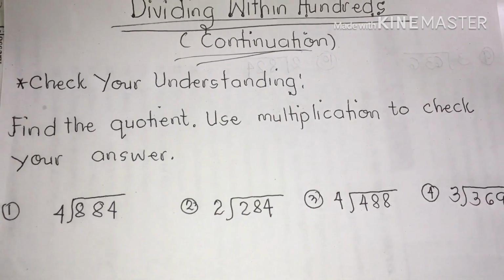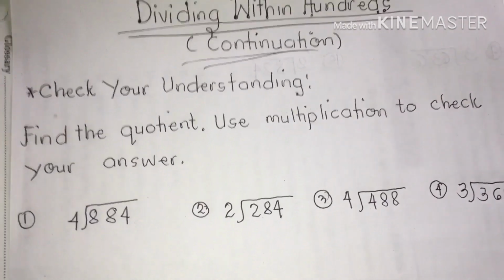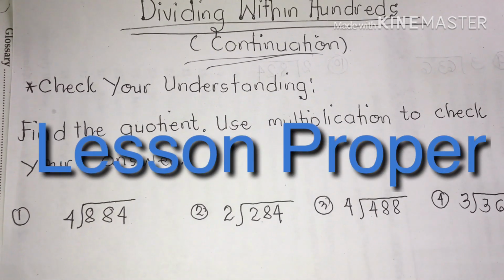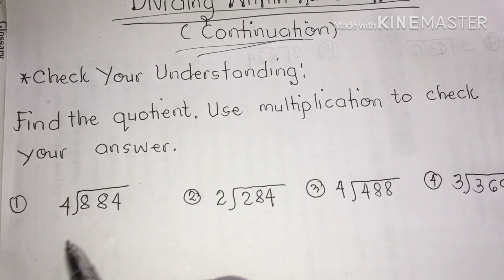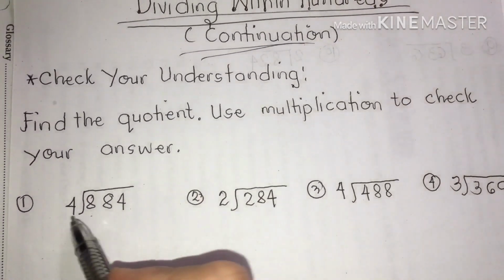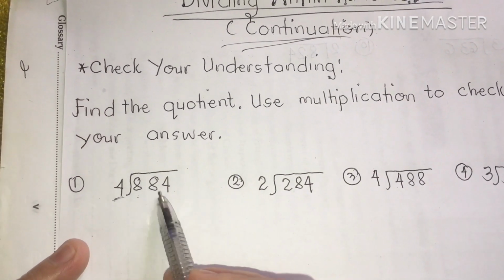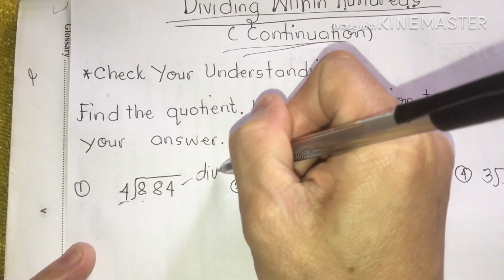But as I promised, I'm going to show you how to divide within hundreds and check our answer. So we are going to use the multiplication method. Number 1, we have 884 divided by 4. Remember, 4 is our divisor and 884 is our dividend. I'm going to write the dividend.